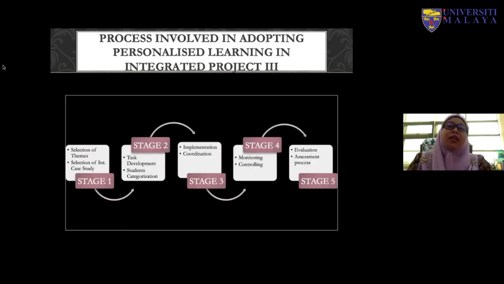The process involved in adopting personalized learning in integrated project 3 involves five stages. The first stage consists of the selection of the teams and the selection of the international case study.